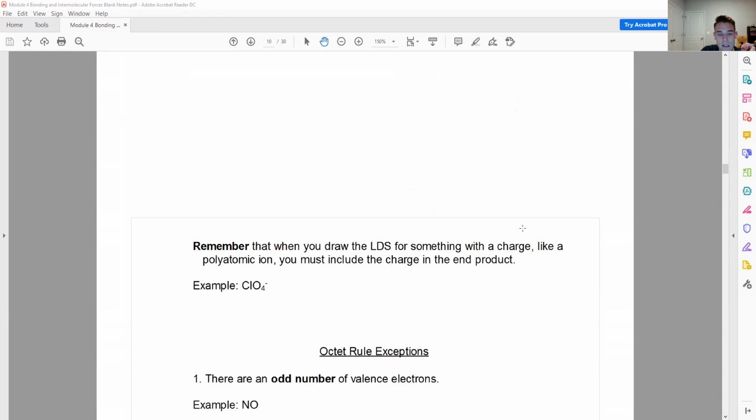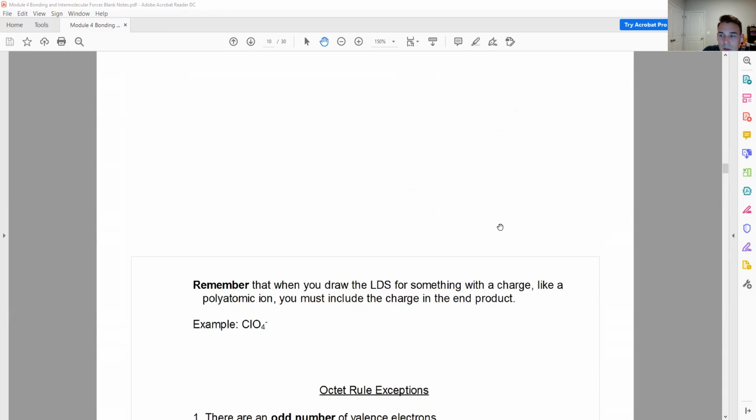So let's go ahead and do this one. I'm going to leave the space up here so I can draw. So let's do an example of ClO4 -1. So it's an ion. Remember, if it's an ion, we need to put it in brackets with the charge. Now, here are the steps that we typically do for more complicated ones, because this one's going to be more complicated than the easy ones that we've seen before.